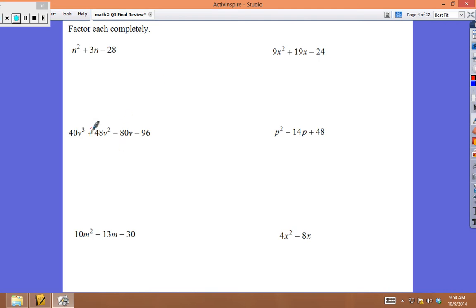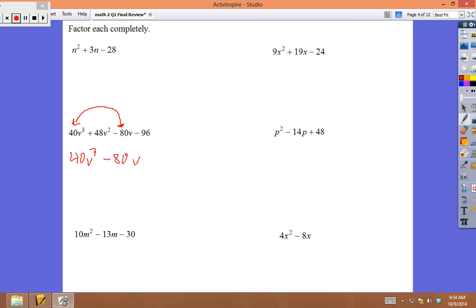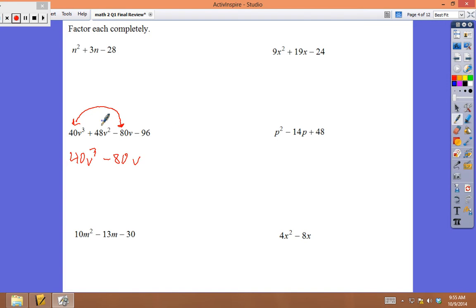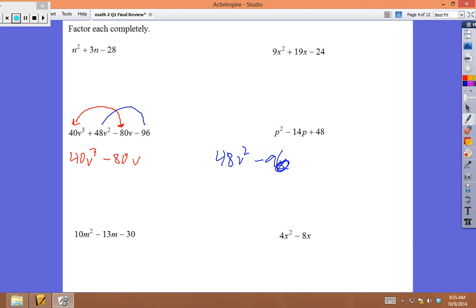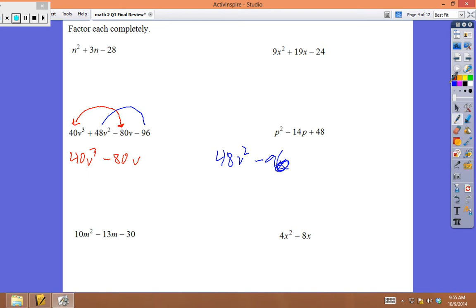And in this instance, I'm going to group the first with the third, just because it will give me, watch this, 40v cubed minus 80v. And then if I group the second with the last, it's going to give me, I'll do it over here, 48v squared minus 96. Okay, now I did that because my signs now match up. That's a positive, that's a negative, that's a positive, that's a negative. So I'm not going to have to do any fancy manipulating.